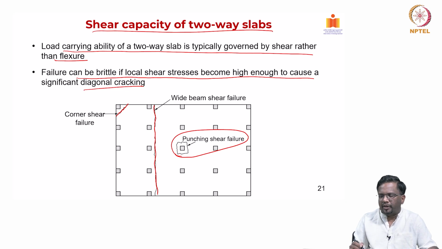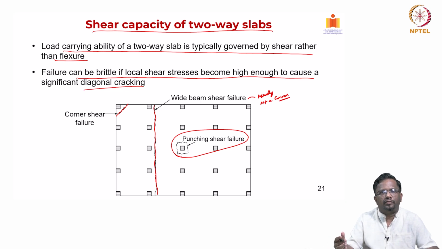So, these are the typical three, and this one-way shear is usually not a concern, because as we have seen, in a slab system typically one-way shear is not really a concern. But sometimes, if you have very unusual loading configurations and geometry, it may also play a role, but usually it is not a concern, right.